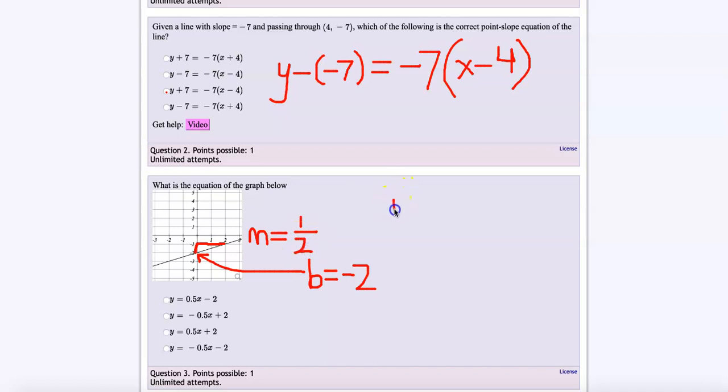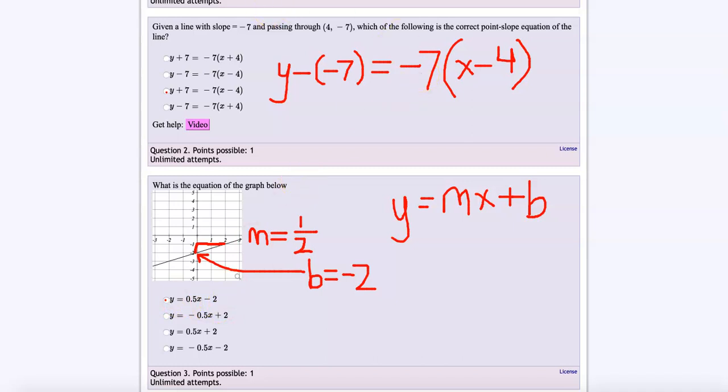So if we're looking at the form y equals mx plus b, which is your slope-intercept form, then we have an m value of 1/2 and a b value of negative 2. And so here's where you have an m value of 1/2 and a b value of negative 2. So question number 3 goes right there.